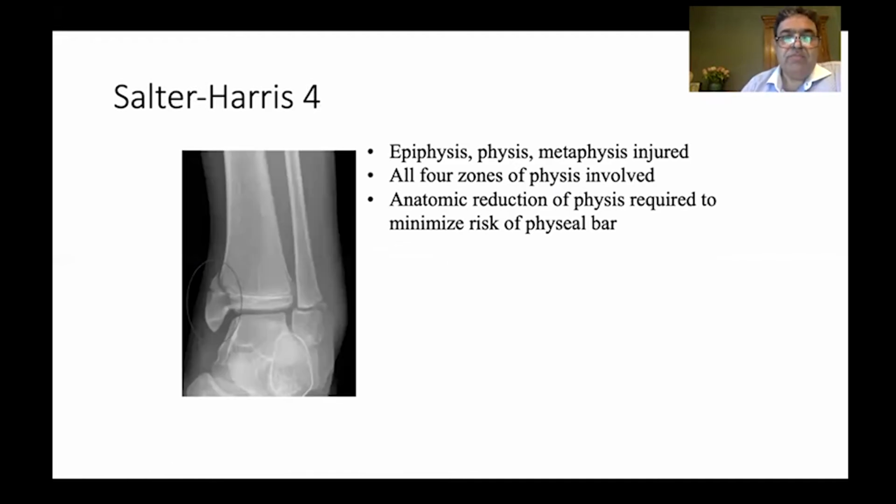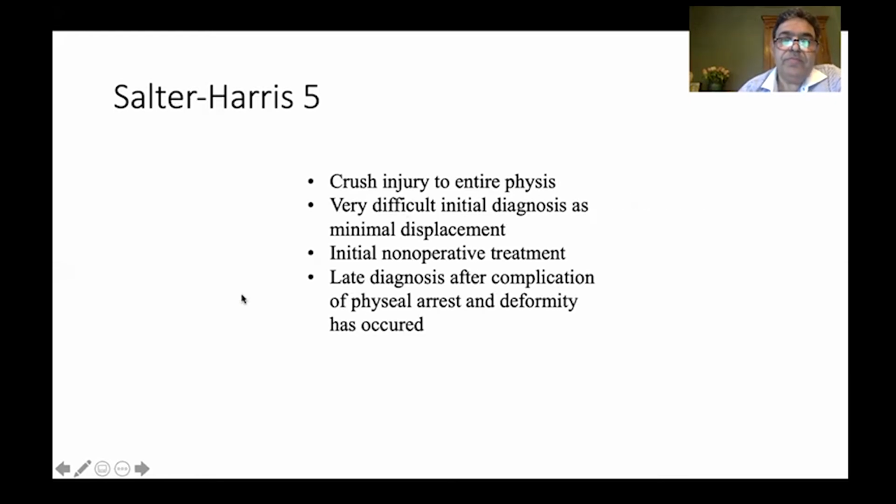In type 4, it's managed like in type 3. We should do anatomical reduction if the gap is more than 1 millimeter, and screw fixation. Of course, we should try not to pass these screws through the disc itself, but we can pass smooth K-wires across the disc. Salter-Harris type 5 is a crush injury. That's why it's managed conservatively. But later on, we find the physeal growth arrest and the deformity will happen.